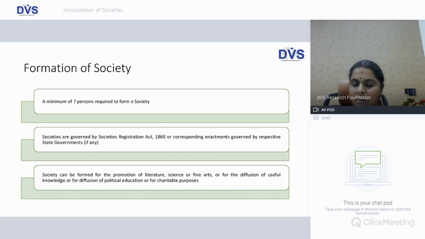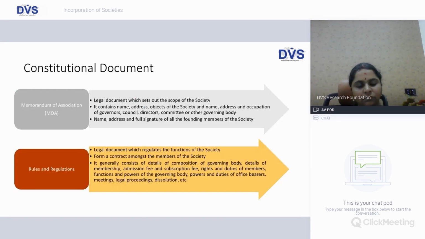A society can be formed for the promotion of literature, science, fine arts, or for diffusion of useful knowledge, or for diffusion of political education, or for charitable purpose as provided in the Societies Registration Act.